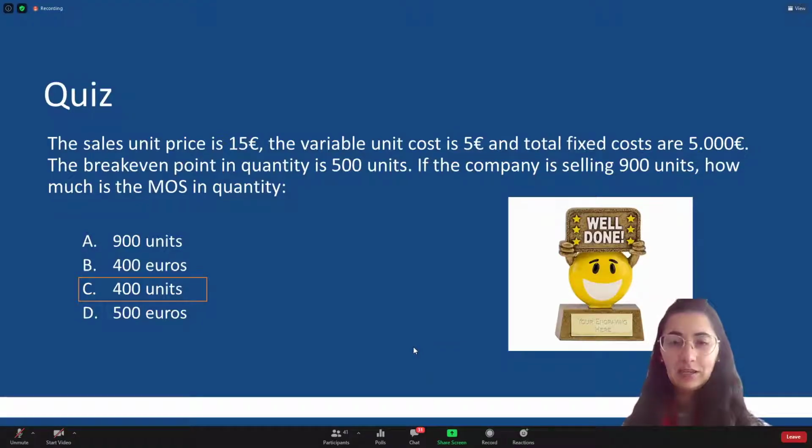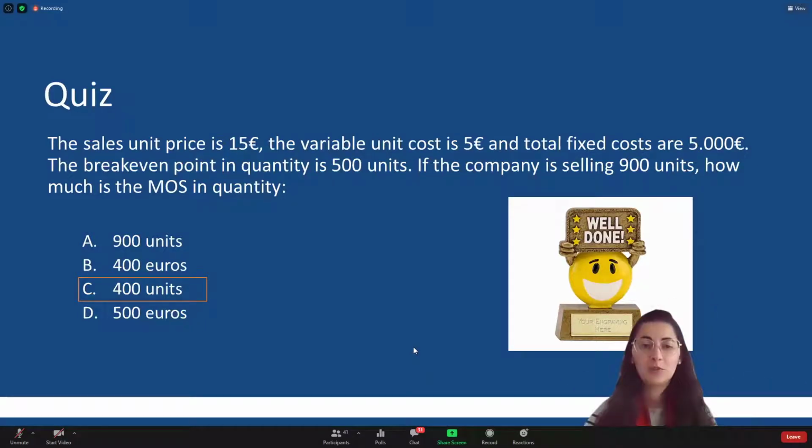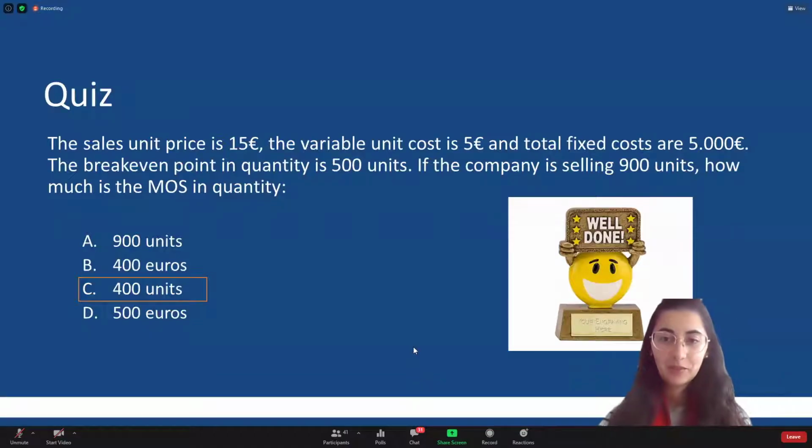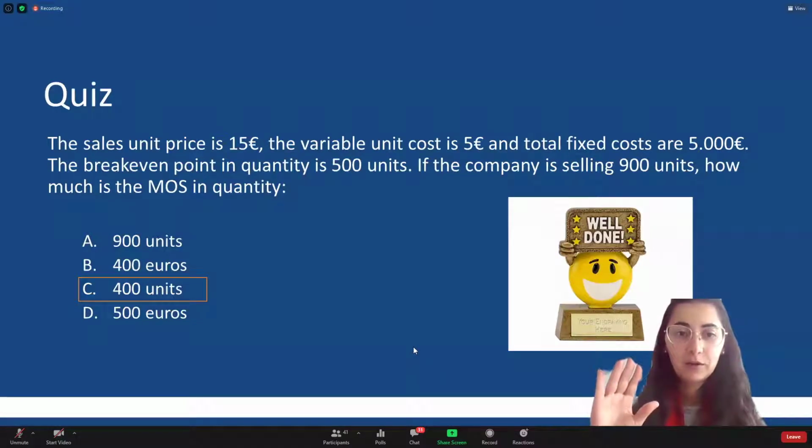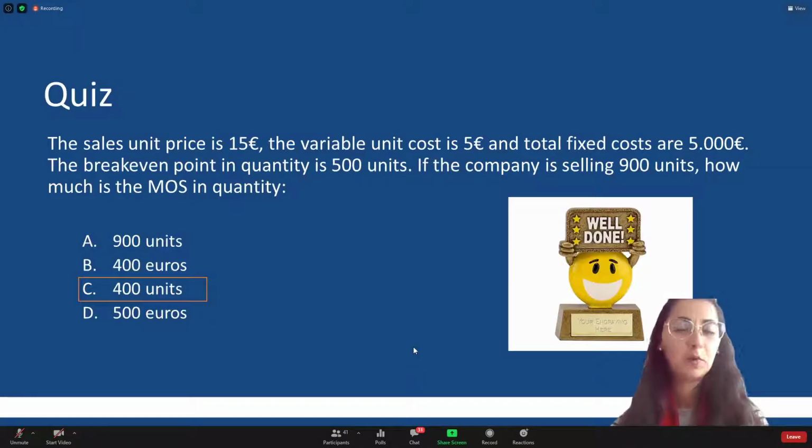If you are selling 900 units, to get the margin of safety in units, in quantity, we just make the 900 minus the 500, and that gives us the 400 units. Okay? Is it clear for everyone? Yep. So we will have another poll later, and hopefully it will work for everyone.